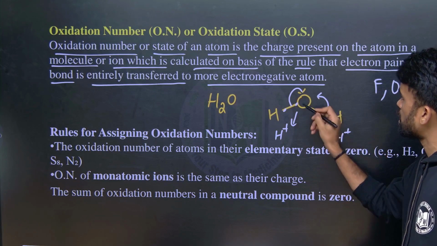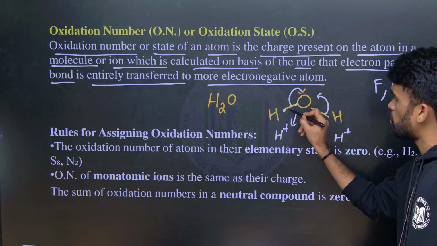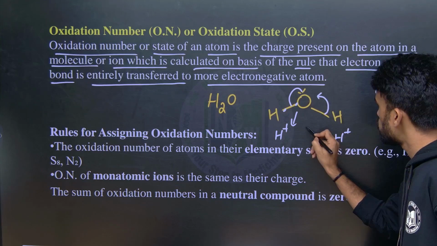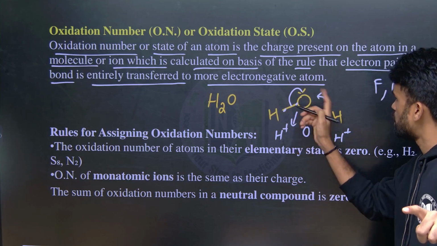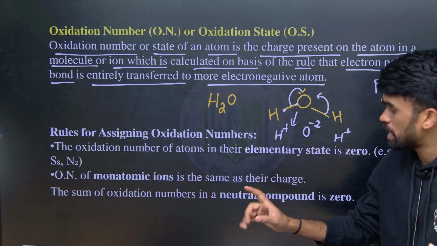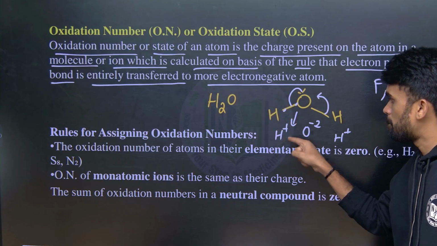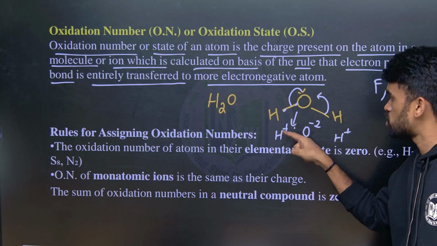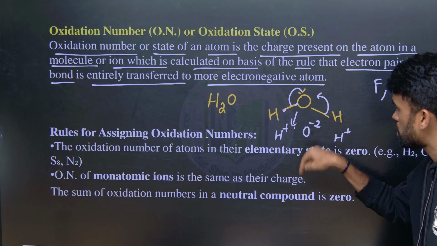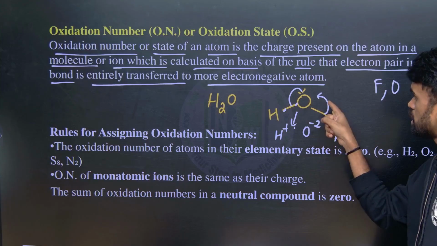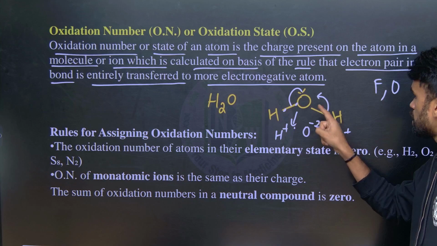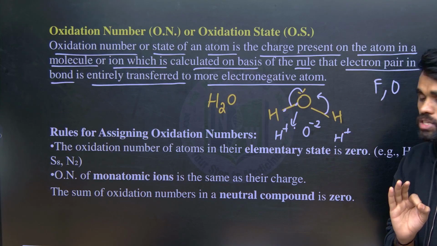Now oxygen is taking electrons from both sides: 1 electron from this hydrogen, and here also the hydrogen's electron is taken by oxygen. Therefore oxygen takes 2 electrons and becomes O minus 2. So what is the oxidation state of hydrogen in the water molecule? It is +1. Similarly for this hydrogen also +1. Now what is the charge on this oxygen after removing these bonds by considering their electronegativities? It is -2. Therefore the oxidation state of oxygen in this molecule is -2.